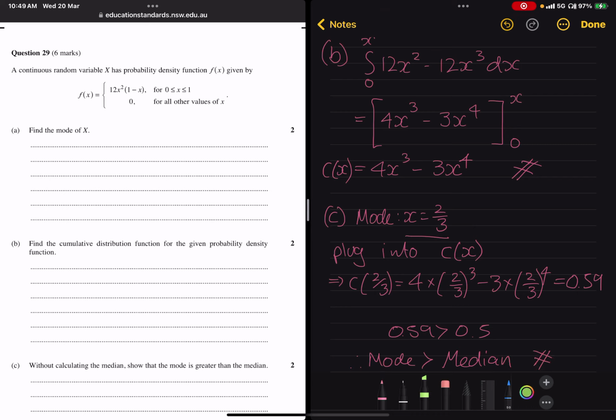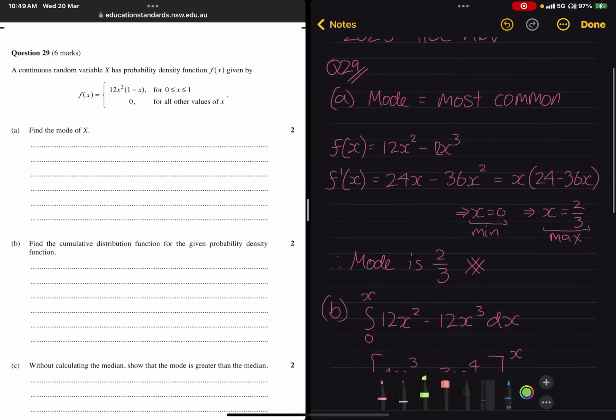Notice this is a very classic HSC paper maneuver where the first two parts of a question are used in another part of the question. If you've got a question that has multiple parts and one part has got you to do something very specific, probably you're going to be using that somewhere else.